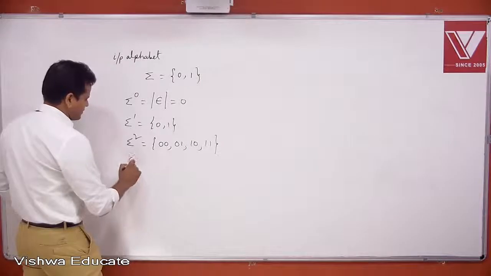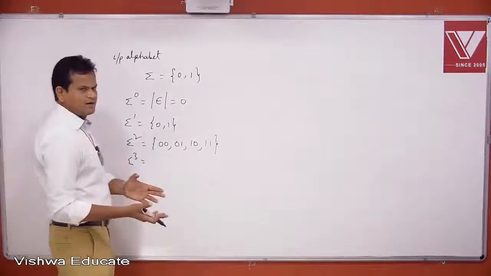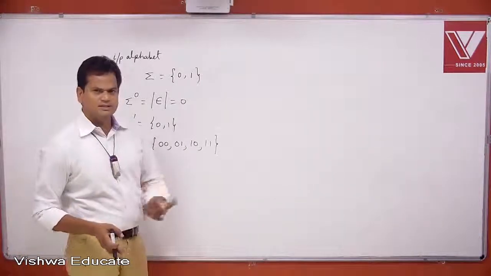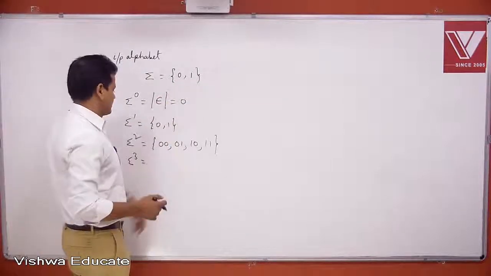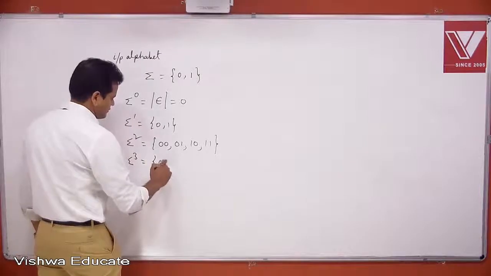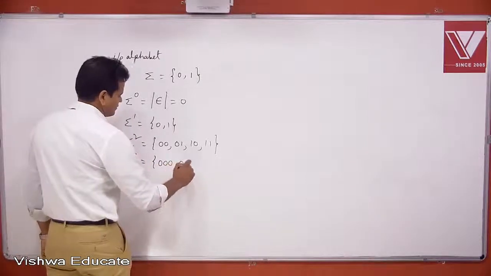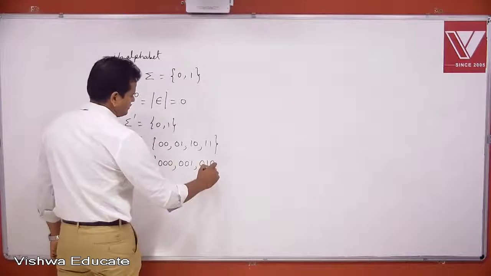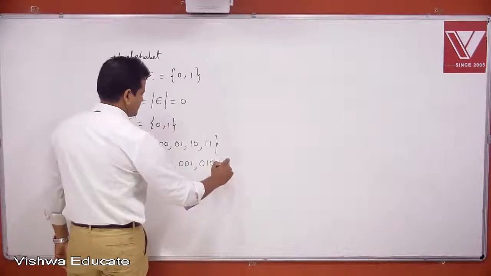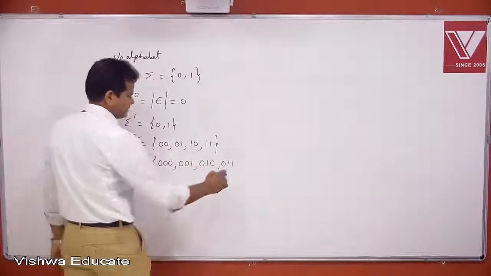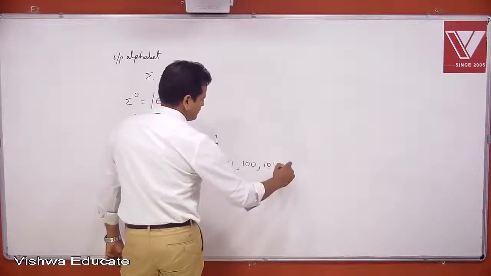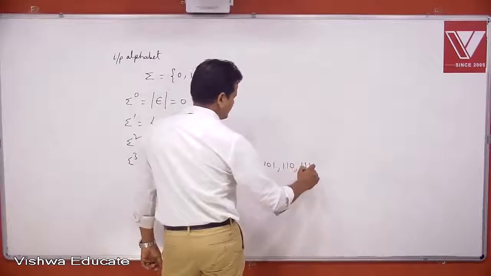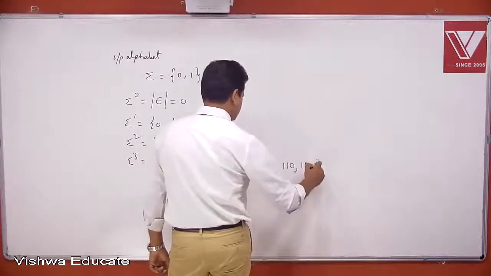If it is sigma cube, it is all strings of length 3 over 0, 1. Example: 000, 001, 010, 011, 100, 101, 110, 111. Okay, these are the strings.